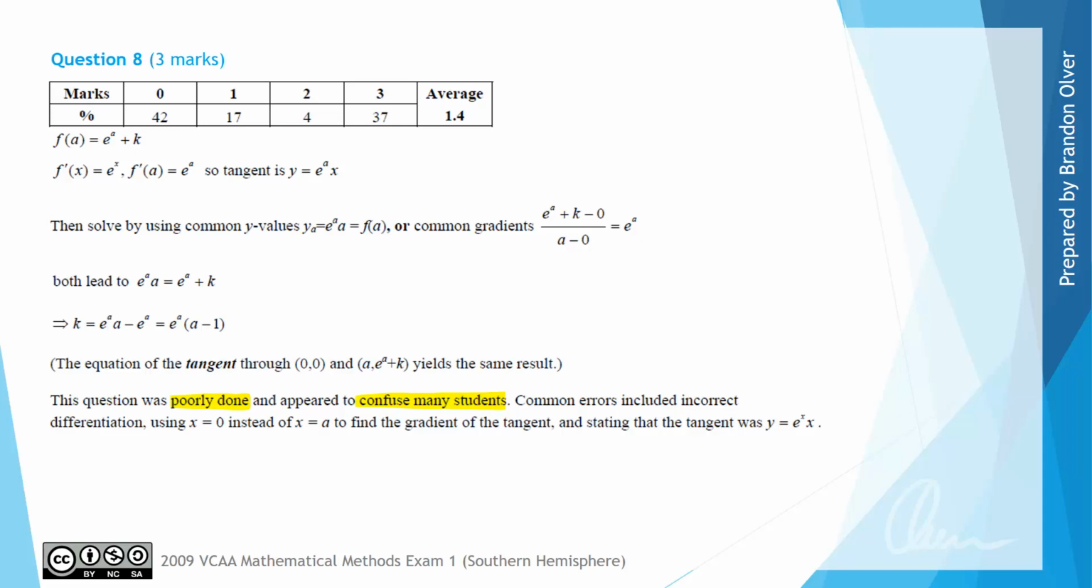Common errors in the question included incorrect differentiation and using x equals 0 instead of x equals a to find the gradient of the tangent. Another incorrect error was stating that the tangent was y equals e to the power of x times x, whereas the tangent would have been y equals e to the power of a times x if you found the full equation for that line.